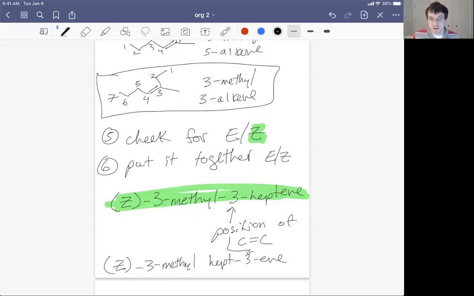There should be examples of that in the problem sets along with the old exams. I'll let you dive into some of the deeper rules, but the alkene rules are laid out in there. Okay, I'll see you next time.